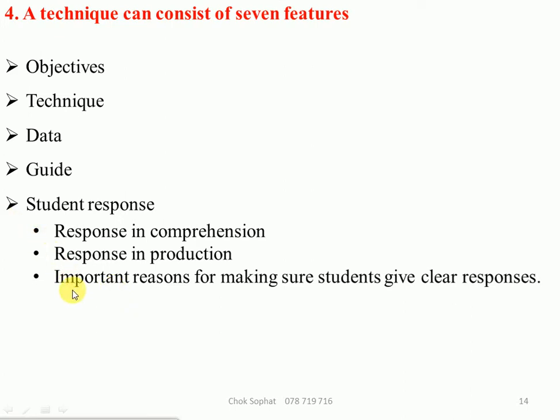So the technique must be attainable: attainability. Work arrangement: how do we want our students to practice the techniques, in groups, individually, in pairs, or as a whole class? And time: how long do we want the students to spend doing the techniques?